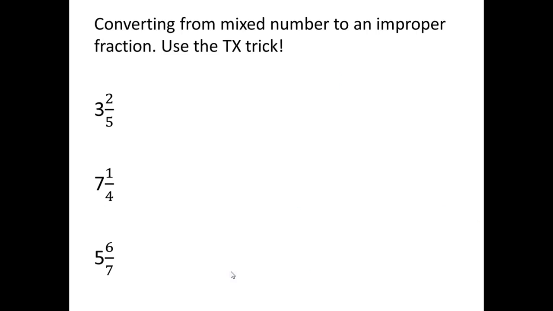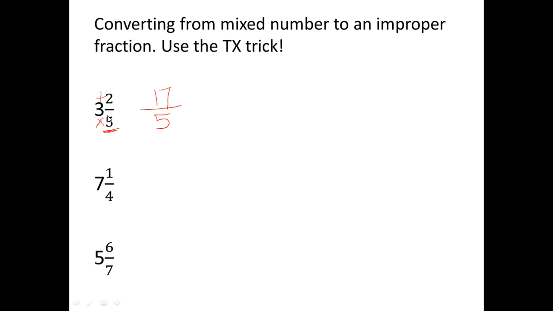All right. Now this is the fun one, going from mixed number to improper fraction. We use what's called the Texas trick. TX, okay? The addition sign's the T, the X is the multiplication. You start down here at your denominator and you do 5 times 3, which is 15, plus 2, which is 17, and then your denominator just stays the same.